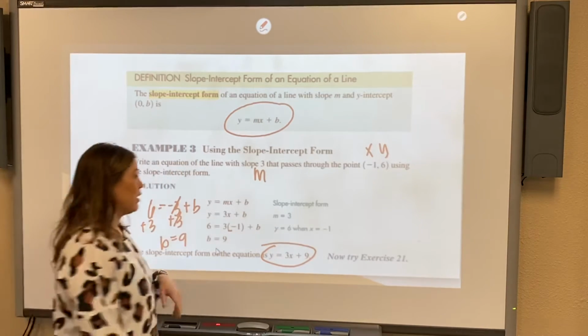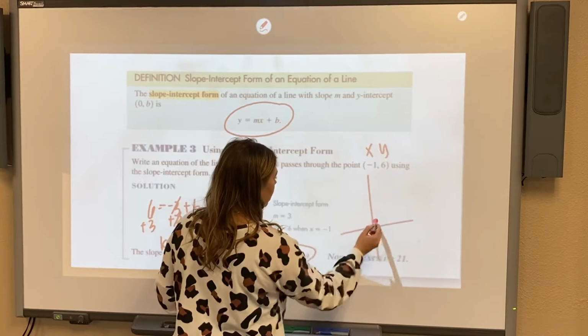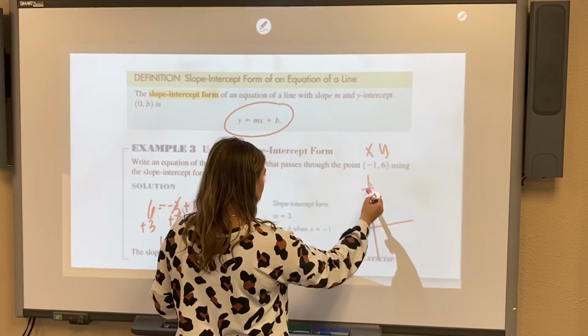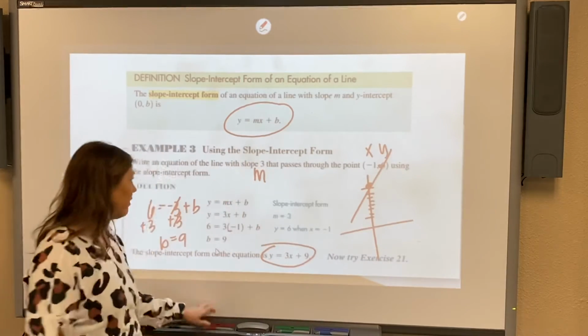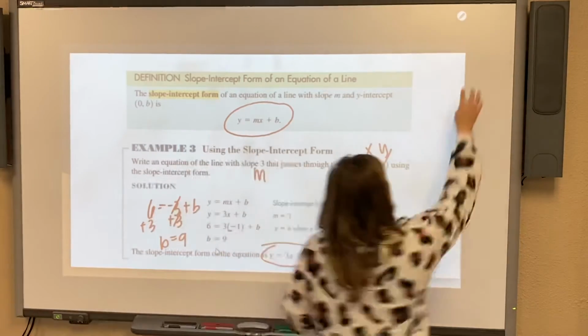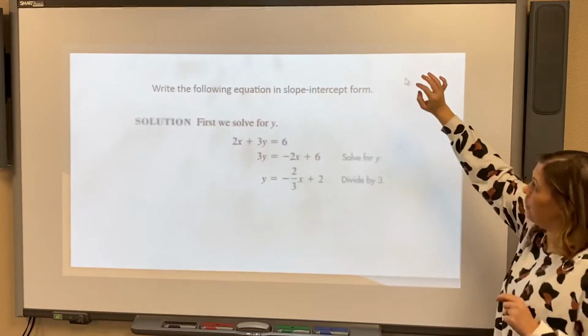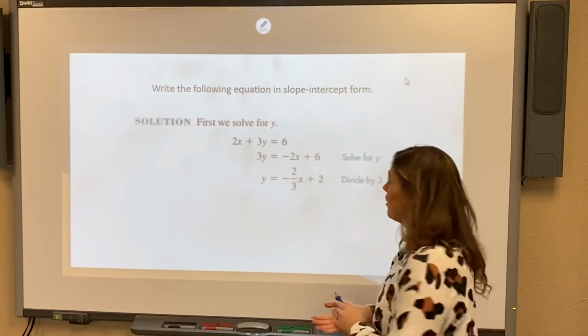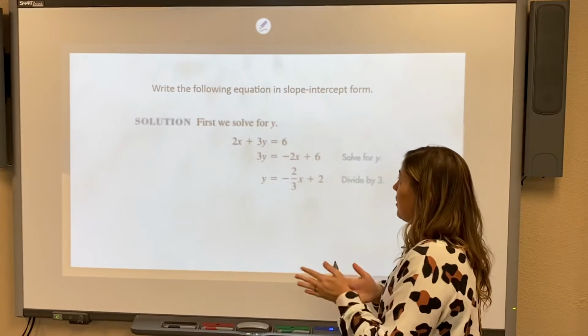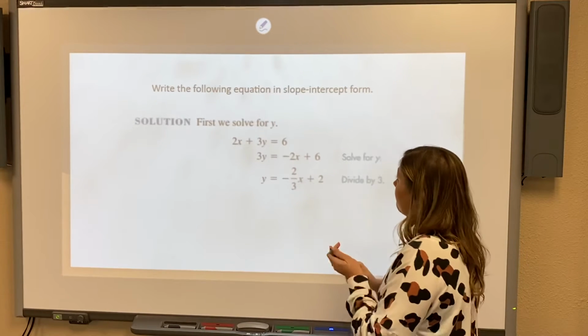Okay, and again, if we wanted to graph that, it would be up here at 9. And then our slope would be up 3 over 1. Very rough graph, but you guys got the idea. And you don't have to graph on your homework, but I just wanted to visualize and show you what that graph looks like. So now we're going to write the following equation into slope-intercept form, okay?